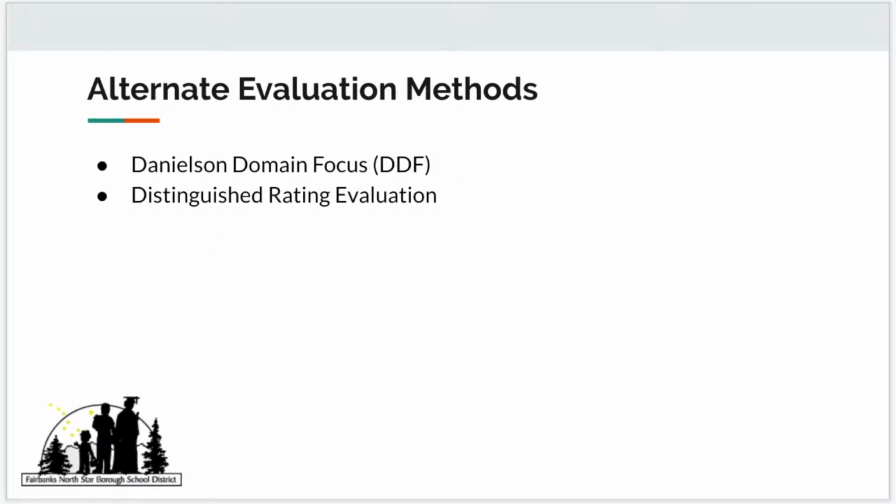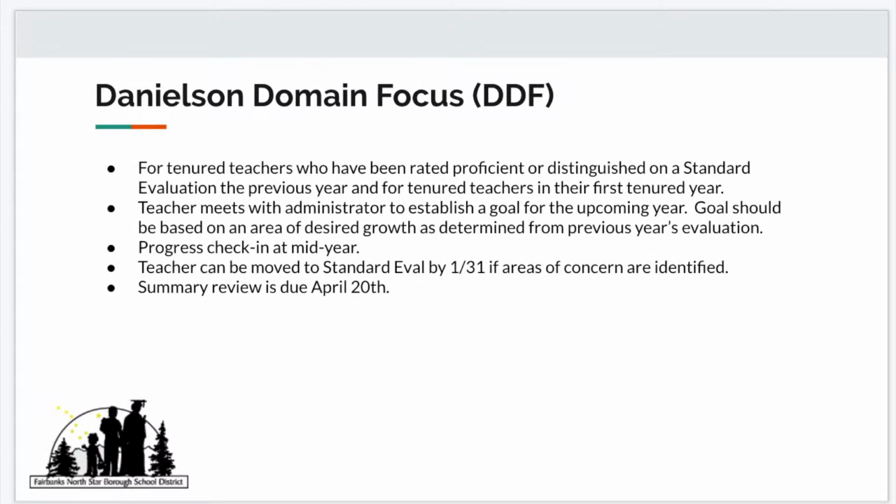Alternate evaluation methods. Evaluators may choose to place teachers on an alternate evaluation pathway following the successful completion of a standard evaluation. The two choices are the Danielson Domain Focus Evaluation and the Distinguished Rating Evaluation. The Danielson Domain Focus Evaluation. This evaluation is for tenured teachers who were rated proficient or distinguished on a standard evaluation the previous year and for tenured teachers in their first tenured year.